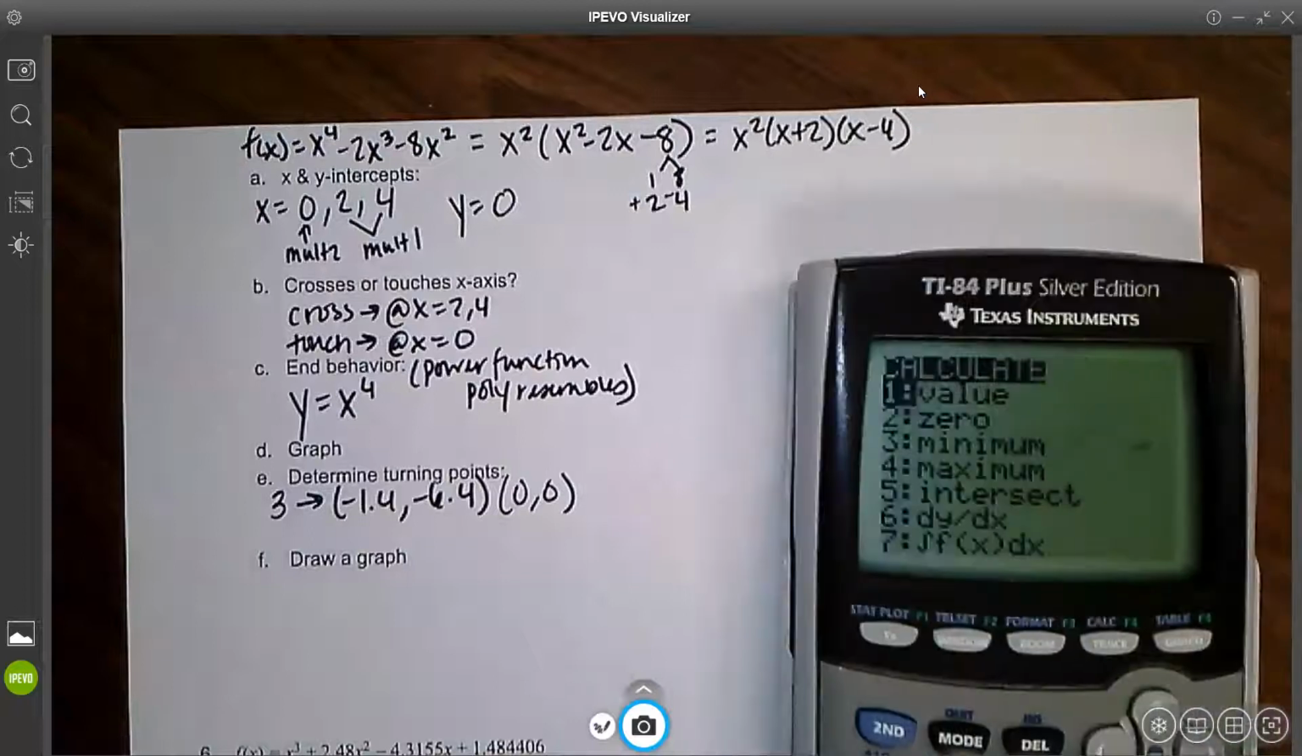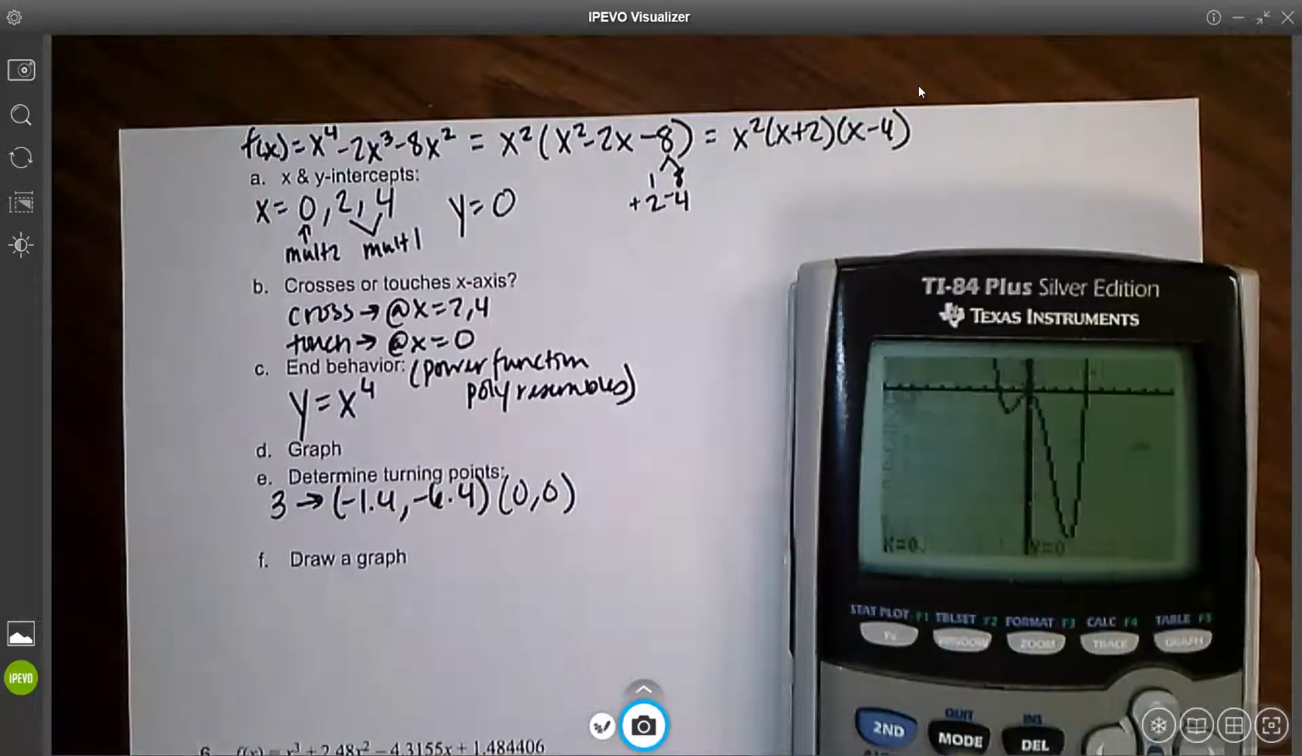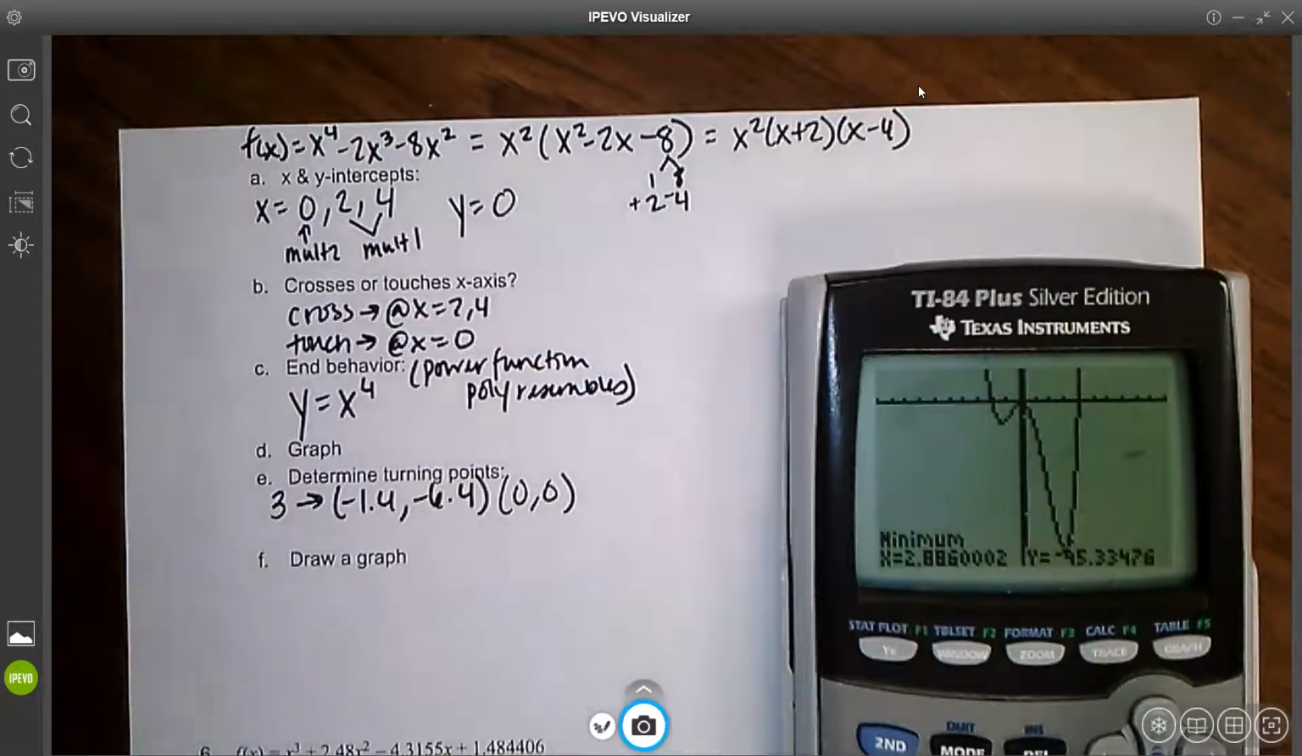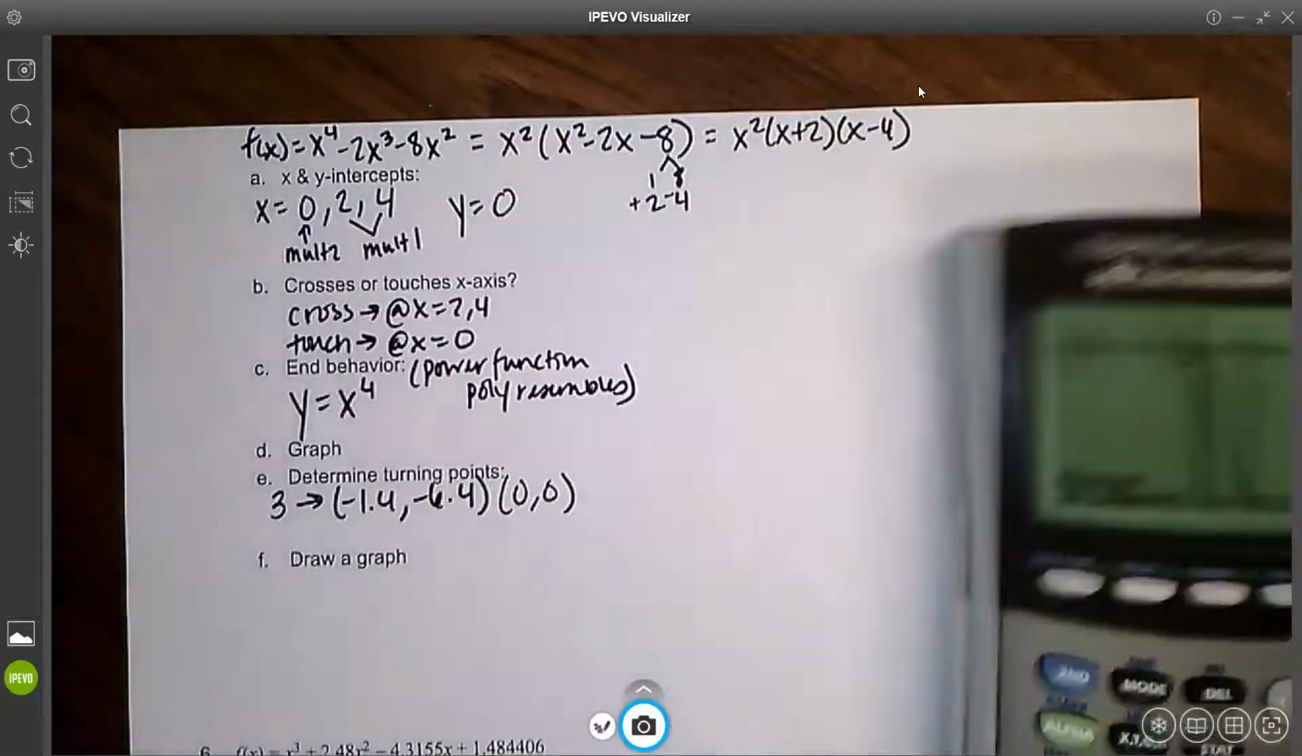And then our last minimum is down here. Left bound, right bound, inner. 2.9 and negative 45.3.